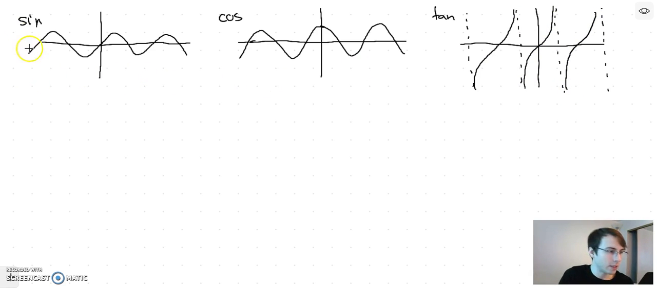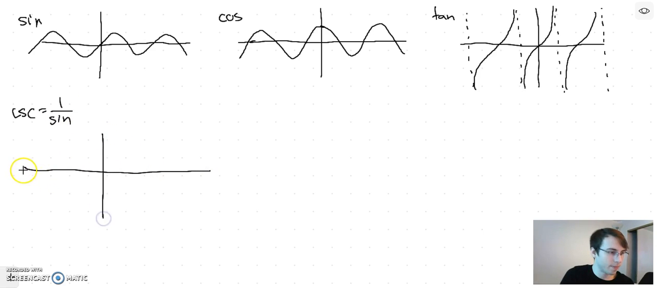So, to start off, cosecant is just equal to 1 over sine. So it's going to have asymptotes whenever sine is 0. So sine is 0 here at x is 0. Also at here, at here, at here.